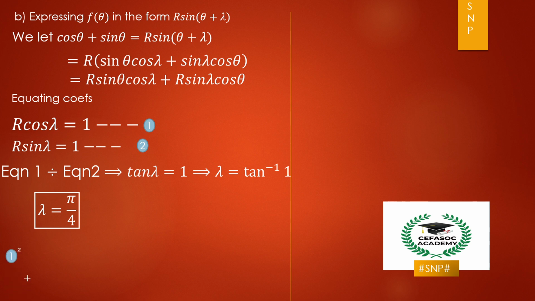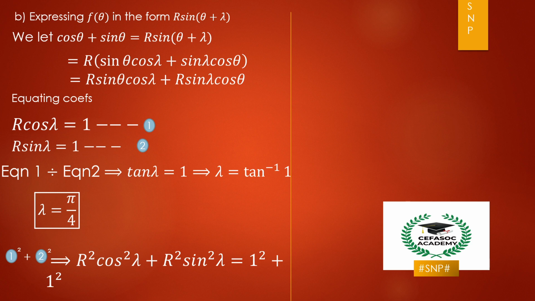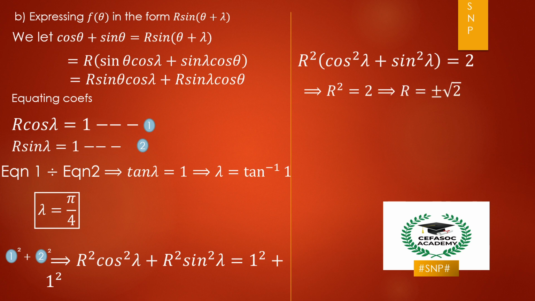Now equation 1 squared plus equation 2 squared will imply that R squared cos squared lambda plus R squared sine squared lambda is equal to 1 squared plus 1 squared. From there, I can factor out the R squared. I will have R squared into cos squared lambda plus sine squared lambda is equal to 2. But cos squared lambda plus sine squared lambda is 1, because that is the Pythagorean identity and it is proven. So R squared is equal to 2, which implies that R is equal to plus or minus the square root of 2.